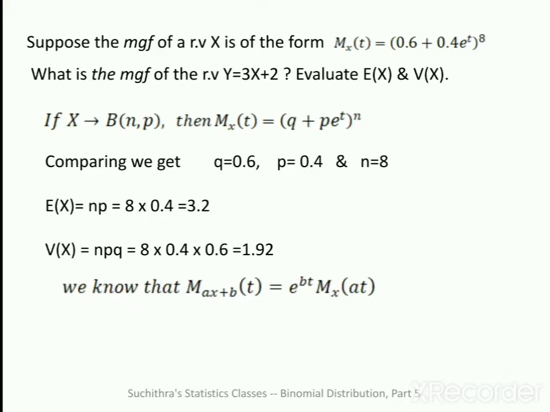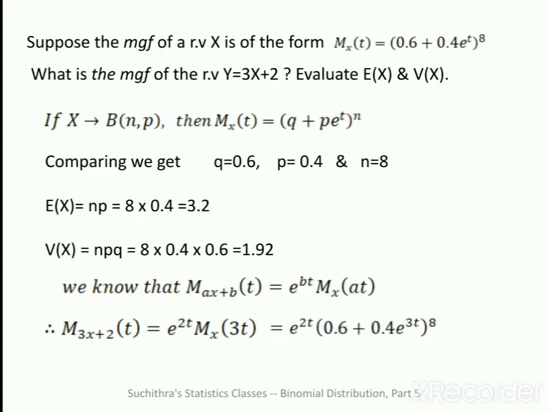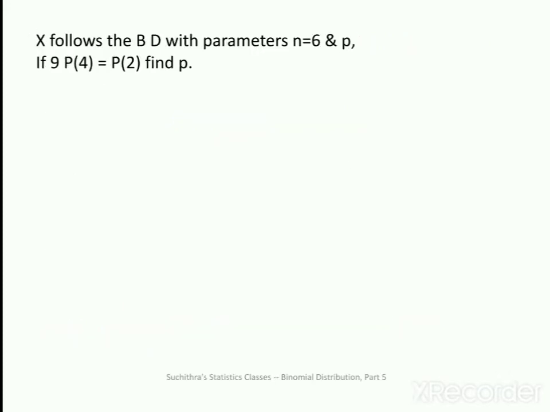And we know that M of ax plus b at t equal to e raised to bt Mx at, from the properties of moment generating function. So, M of 3x plus 2 at t is e raised to 2t Mx(3t). That is e raised to 2t into (0.6 plus 0.4 e raised to 3t) all raised to 8.